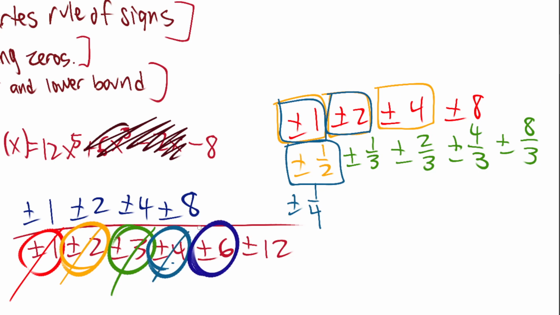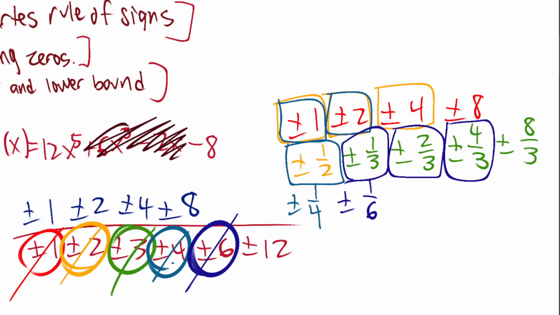Next, we'll be moving on to plus or minus 6. So we'll have plus or minus 1/6. 2/6 is already listed as 1/3, 4/6 is already listed as 2/3, and 8/6 is already listed as 4/3. So that takes care of that. And then we'll move on to purple, and we'll say plus or minus 12. So we'll have plus or minus 1/12, plus or minus 1/6, 2/12, which is already 1/6, plus or minus 4/12, which is already listed as 1/3, and then plus or minus 8/12, which is already listed as 2/3.